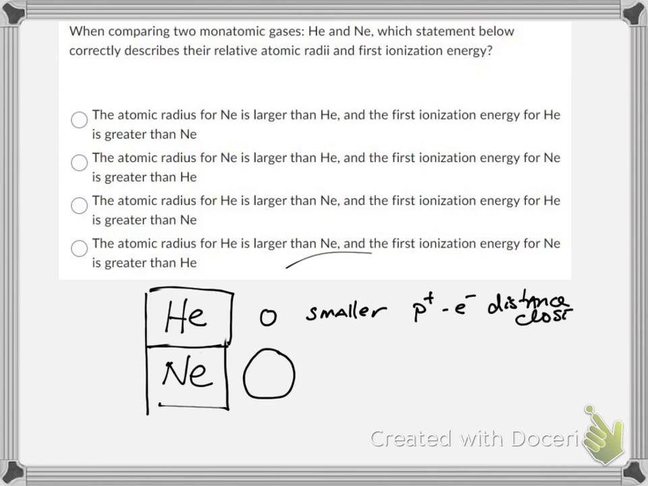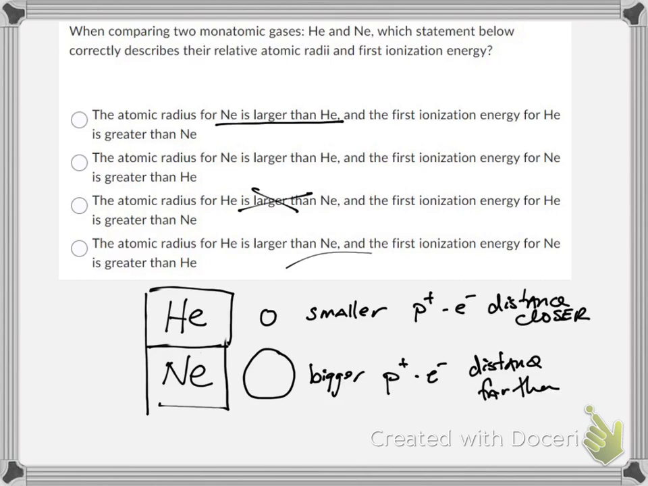Neon has one extra shell, the second shell. So helium is smaller, neon is bigger. That means the proton-electron distance is farther apart for neon. So that means that the first two options have to be wrong. I mean, helium cannot be bigger if it has one shell less. So now the choice is, okay, we know neon is bigger, but what about the ionization energy?